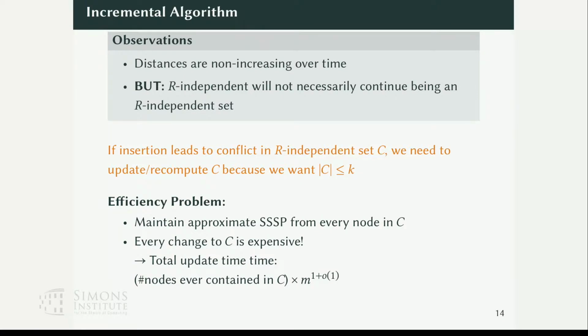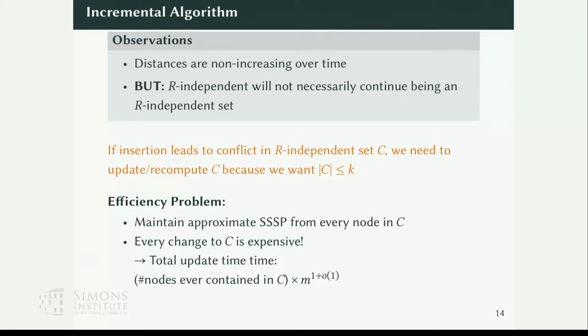But why is it non-trivial now to do something? For every node in this R-independent set, we maintain approximate single source shortest paths. Now, changing C is therefore expensive because every time we put something in C, we pay at least a linear, or n to the 1 plus little o(1), update time. We cannot bound this any better, right? Just to initialize it, we need linear time. So the total update time will be the number of nodes ever contained in the set C times m to the 1 plus little o(1).